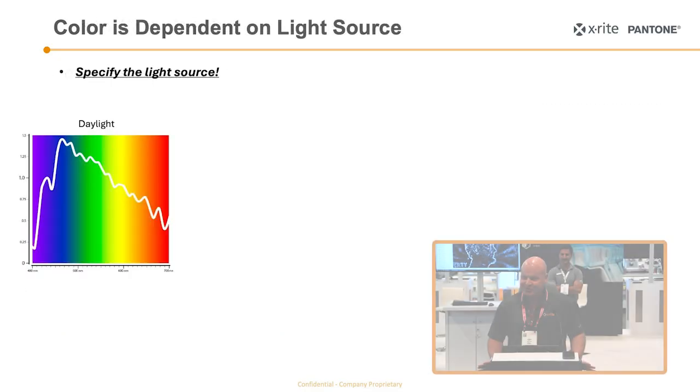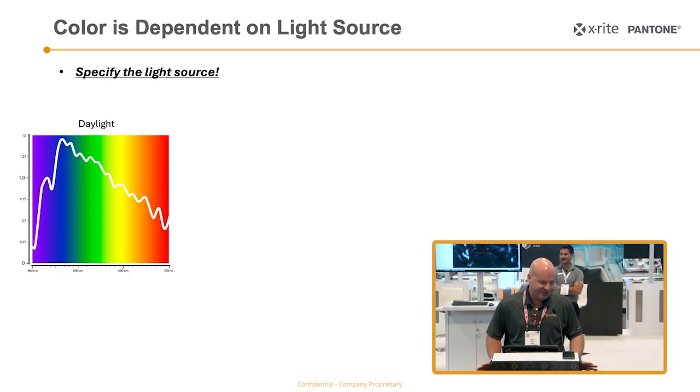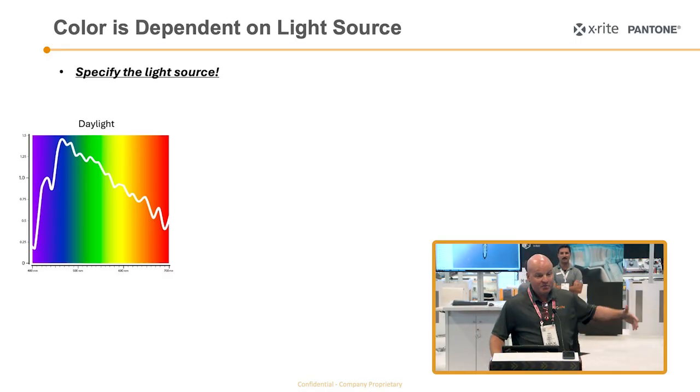This is what we call a spectral power distribution curve, okay? X-Rite does not control this. This is a mathematical representation of a light source. A group based in Austria, the CIE, they're the ones that come up with this. So if you use our equipment or somebody else's equipment, when it says daylight, it's the same. It's just a mathematical equation.